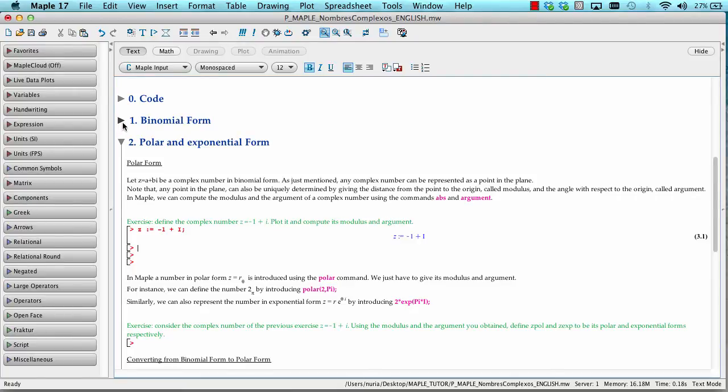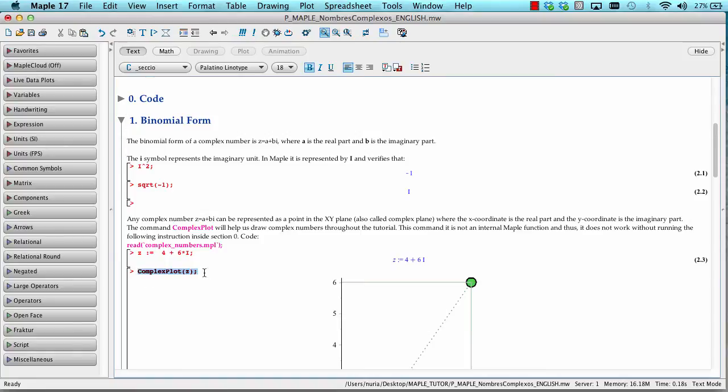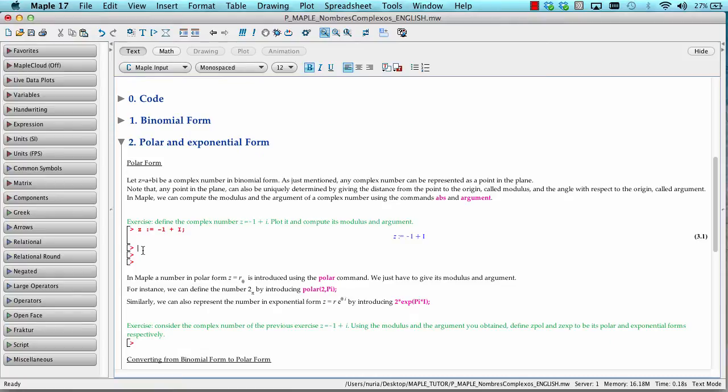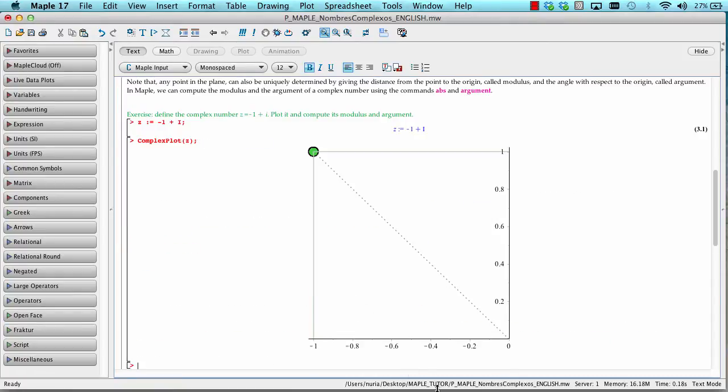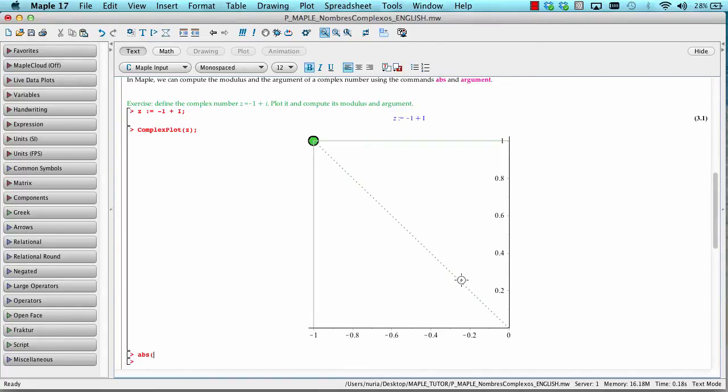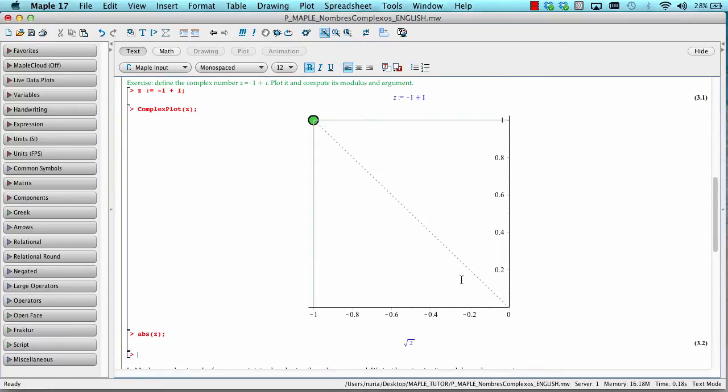So in order to plot, just because we don't want to introduce mistakes, we just copy complexplot from another section. Complexplot. This is the point -1, 1, which is going to be the modulus. Remember that we have a triangle with length 1 and 1, so this is going to be square root of 2, and the angle is going to be 90 plus 45, 135, okay? Let's check it. abs of z, square root of 2, another line, F5, argument.